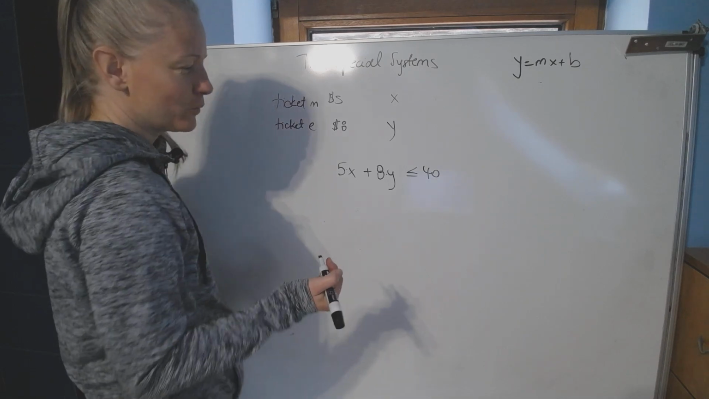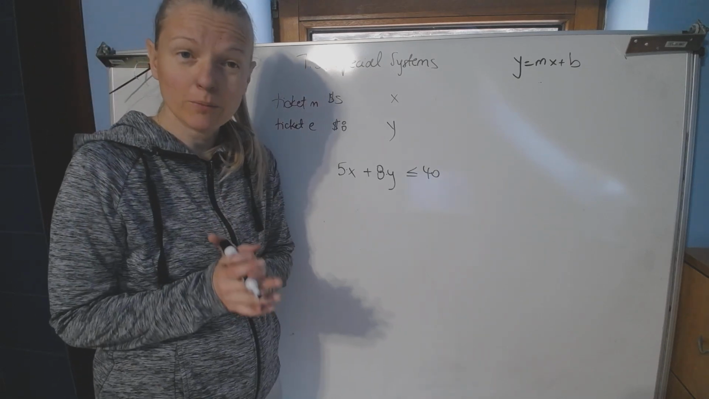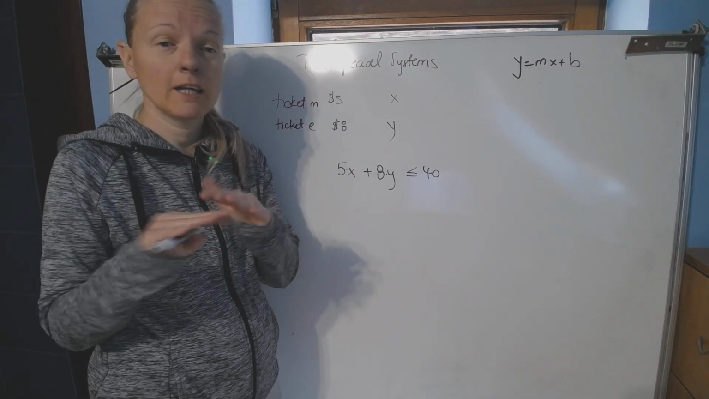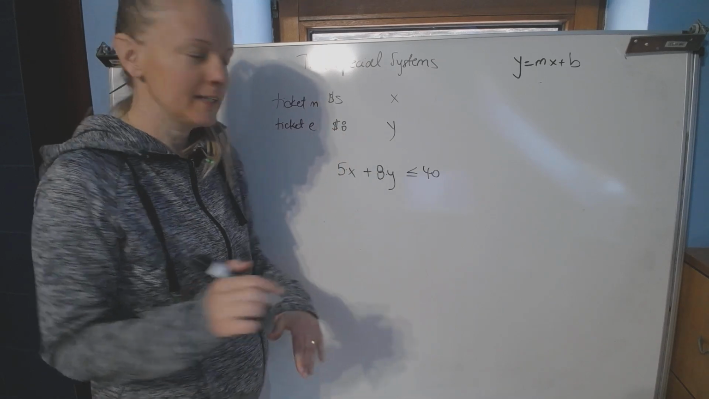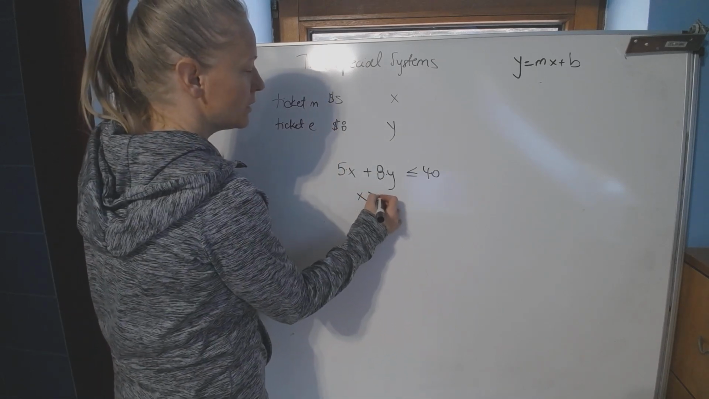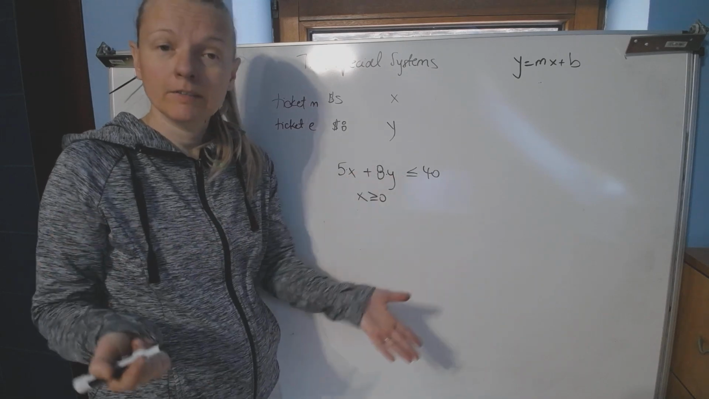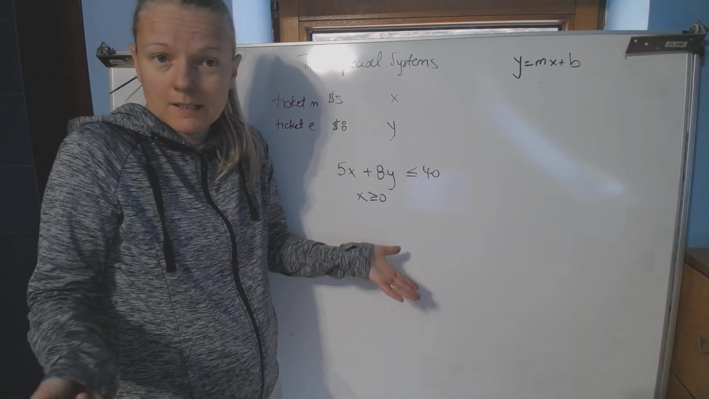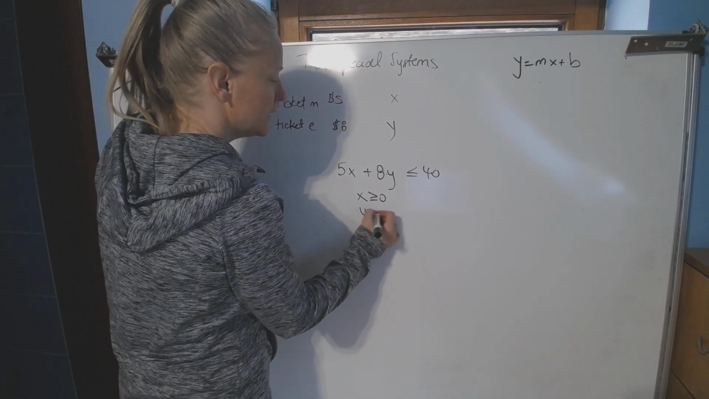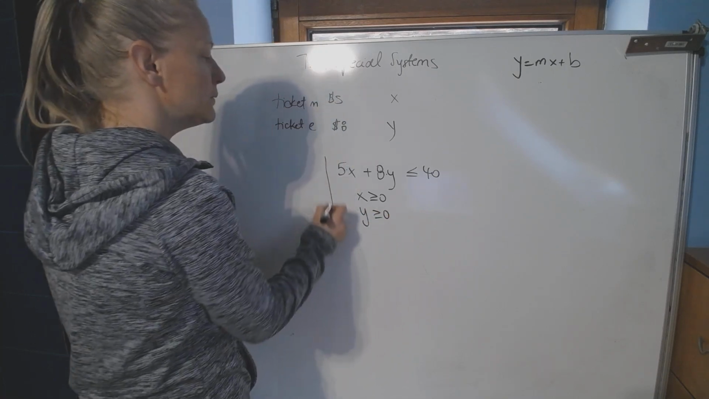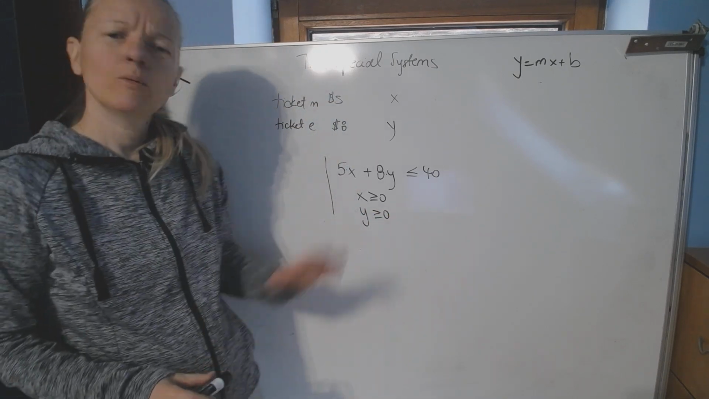The reason I'm asking you to write a system is because this is a real life problem. That means you cannot buy negative matinee numbers, which means X has to be greater than or equal to 0. And you can also not buy negative evening tickets because, again, this is real life. So also Y has to be greater than or equal to 0. This is what they're looking for. This is the system. We're not going to bother with it.